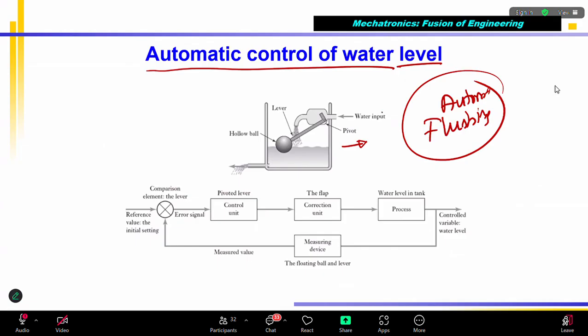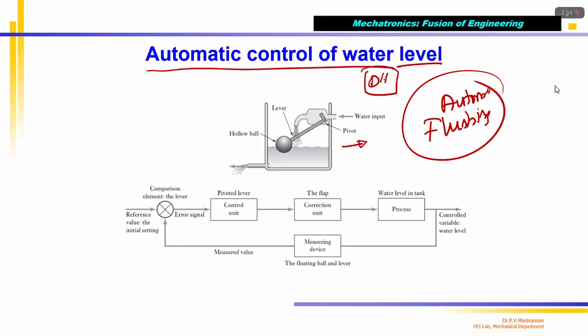You can see that you have an overhead tank. Now there is a control valve. Please see that this is a control valve with a pivot. Now when there is no water, then you have a ball. This ball is hollow inside.